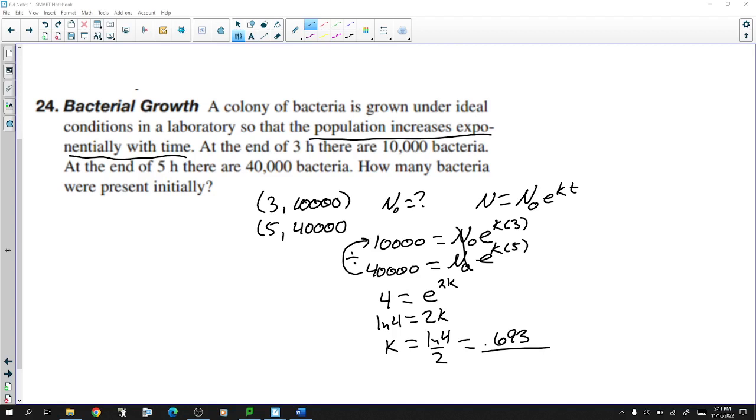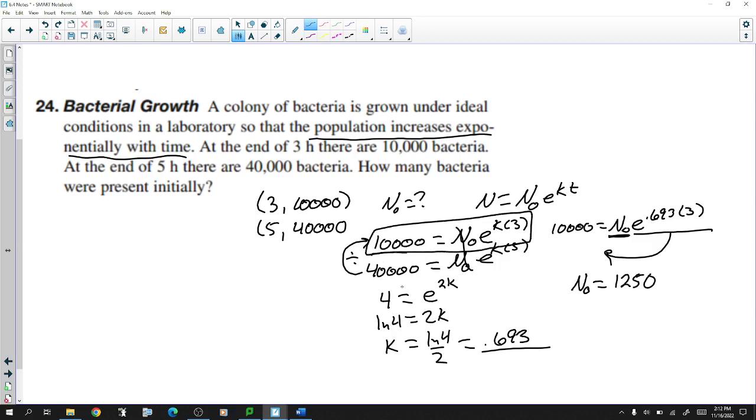I got to plug that back in somewhere. So let's do this one. 10,000 is equal to n naught e to the 0.693 times 3. So now that's n naught times this number. So we just have to divide that over. So when we do the division on the calculator, it ends up being 1,250. Now it didn't matter if I picked this one or this one, we would get the exact same answer.